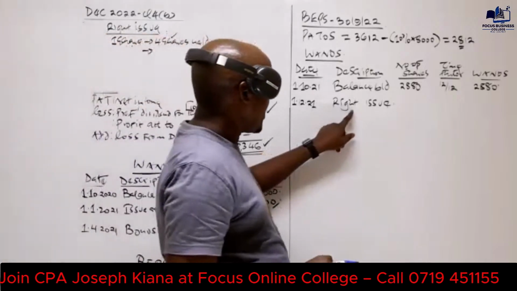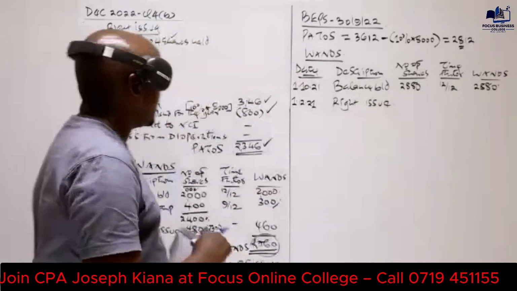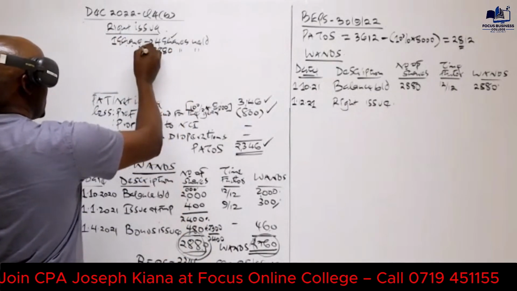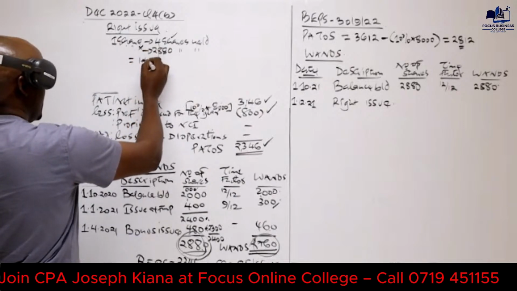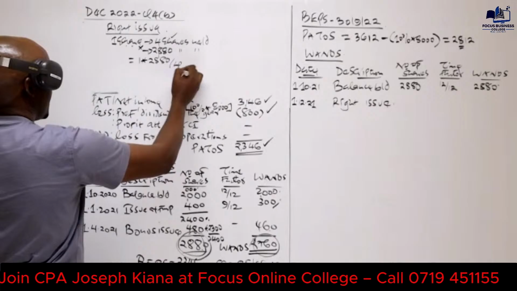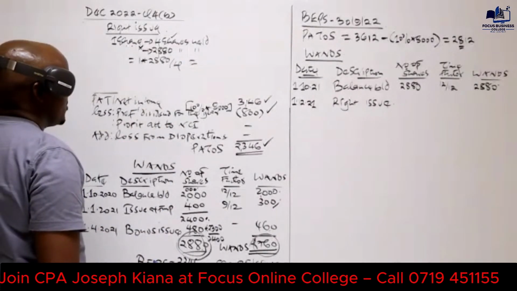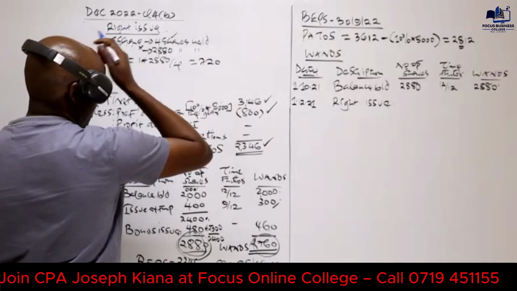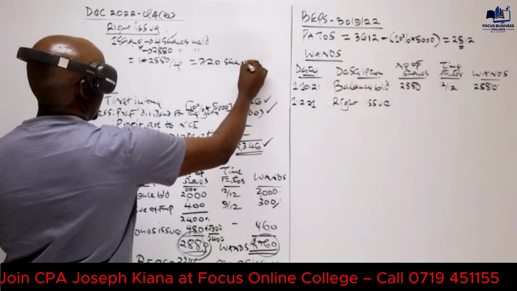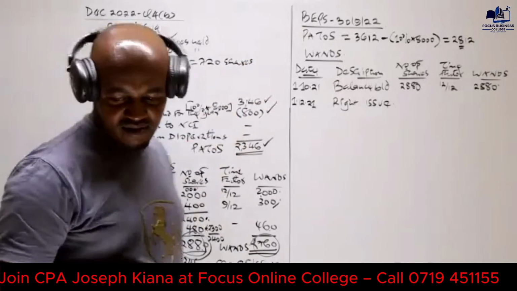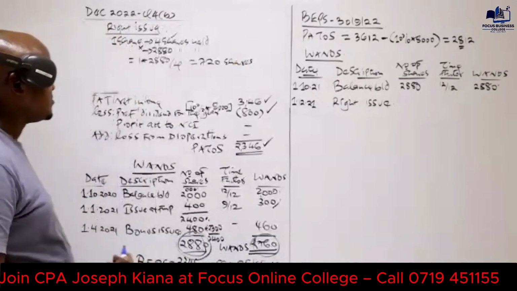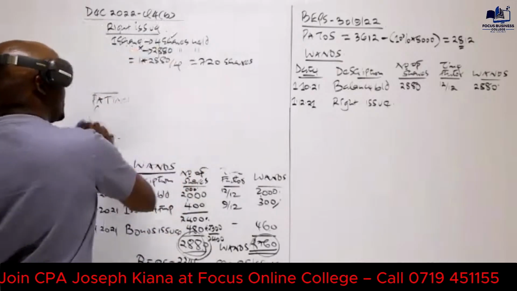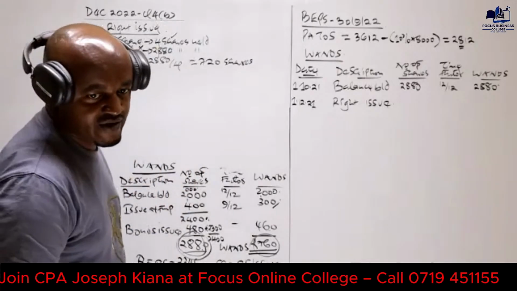We know the shares held before this right issue were 2880. So we just cross multiply and divide: 1 times 2880, divided by 4. This will give us 720 shares. Is that correct? 720, yes.